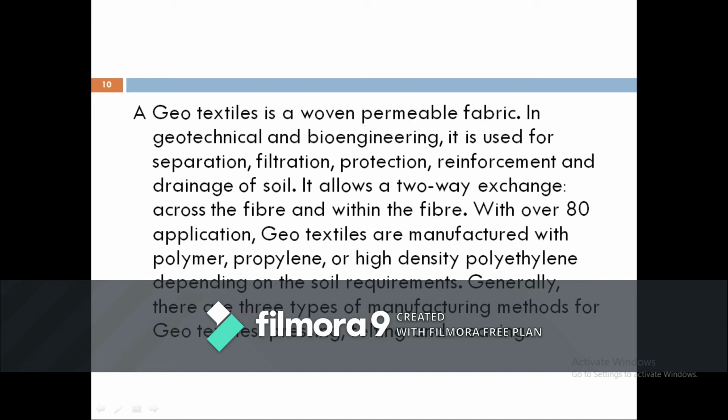We have polymers, polypropylene, high density polyethylene depending on the soil requirements. Depending on the soil requirements, we use geotextiles manufactured with different types of elements. Generally, there are three types of manufacturing methods: pressing, felting and weaving. So these are the three methods in which geotextiles are being created.